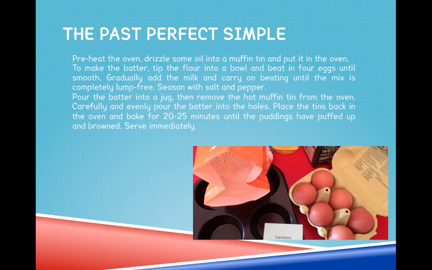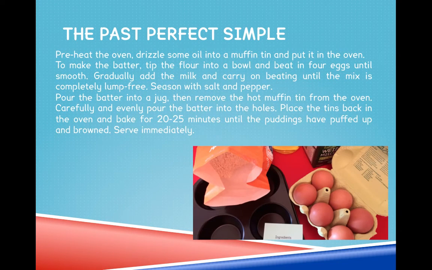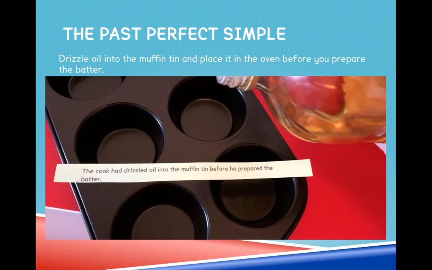Now, I really enjoyed these Yorkshire puddings and I asked the cook for the recipe. However, he didn't just give me a list of ingredients, he gave me the instructions in much detail, so it was really long, as you can see, and I couldn't remember it all. So when I came home, I looked at the list of ingredients and I remembered that he had started with the instruction, drizzle oil into the muffin tin and place it in the oven before you prepare the batter.